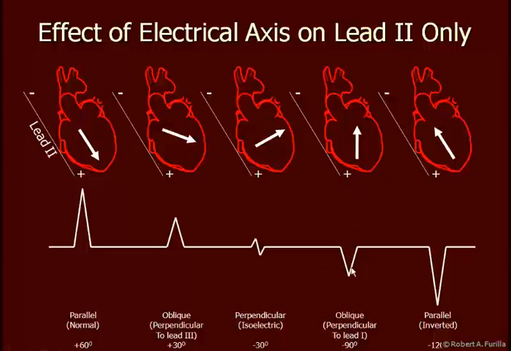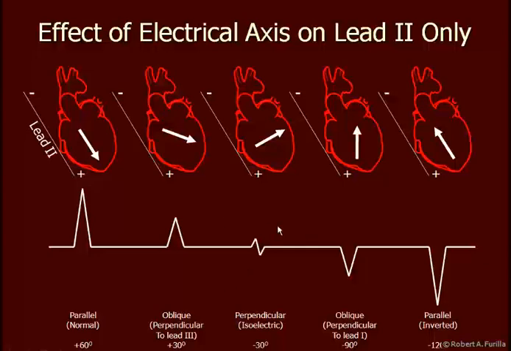In this last one, we're back again parallel to that side of the triangle, but in this case, the arrow is pointing toward the negative electrode. Because it's parallel, we see a tall R wave, but it's pointing downward, or in a negative direction. There's not much you can get from just a single lead.